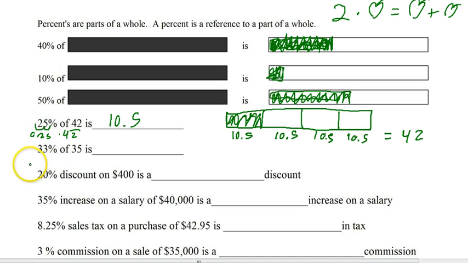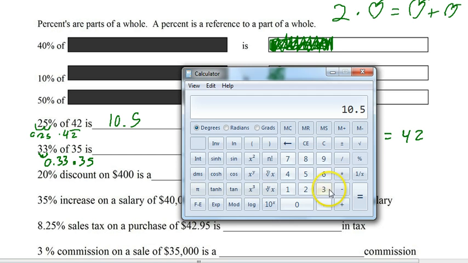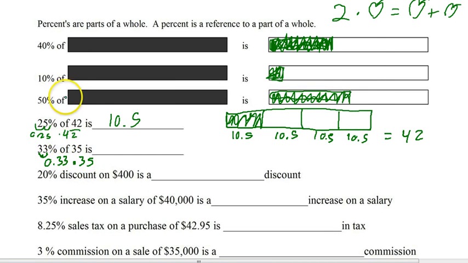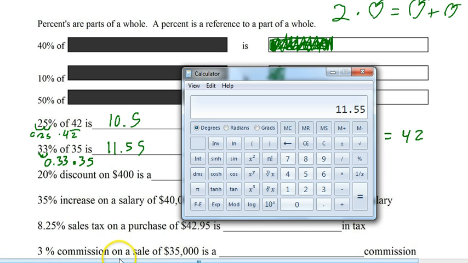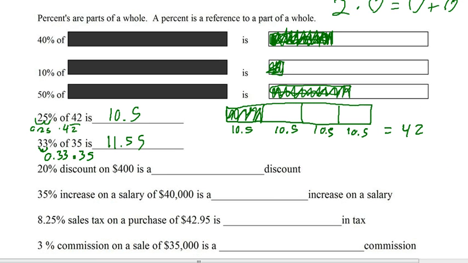Just do one more. So to find 33% of something, you move the decimal over 2, which gives us 0.33. You multiply it by the whole, which is 35. And there you go, 11.55. So that means 33% of 35 is 11.55. And that's it. So I want you to try that for the rest of these.